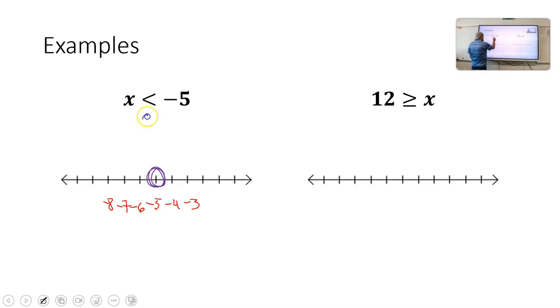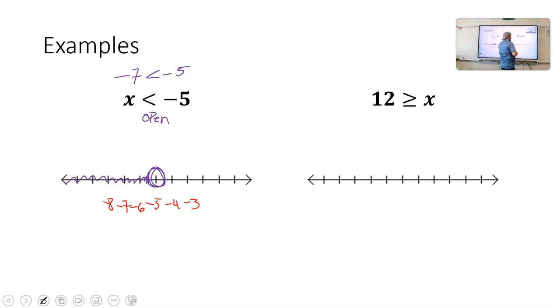Okay, it should be open, but there's no equal to sign on there. And we're going to go to the left. Let's double check, pick one of these numbers. Is -7 less than -5? Yes, so we shaded the correct direction.